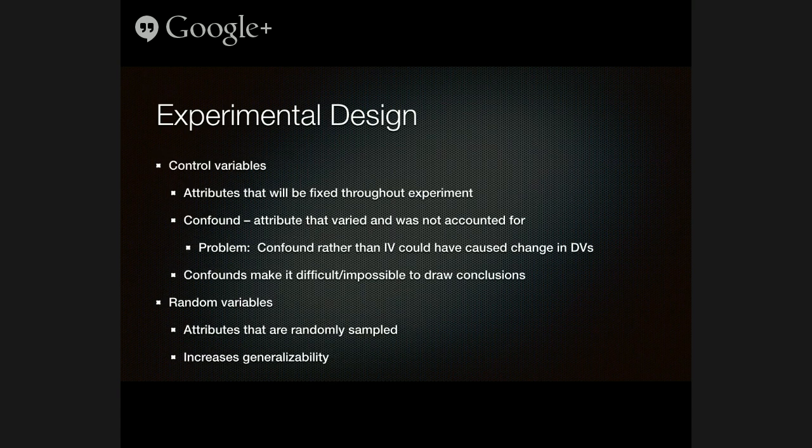Control variables are the attributes of the experiment that will be fixed. What you're trying to do here is get rid of confounds. You're trying to get rid of attributes that are varying amongst your population and that may be causing the changes in the dependent variable that you haven't properly accounted for, that you didn't get down in your spreadsheet and try to figure out. So you're trying to get rid of as many of those as possible. You don't want some other random factor causing your change in the dependent variable instead of the thing that you're actually varying.